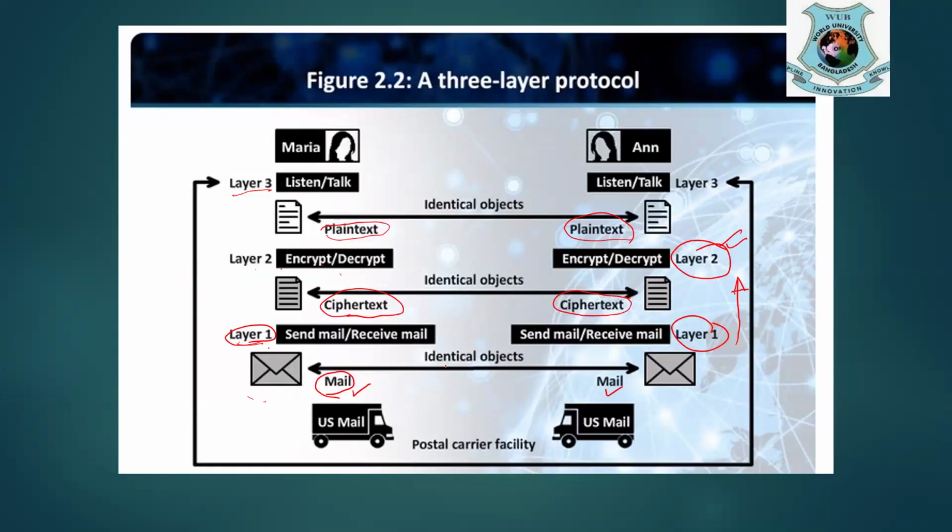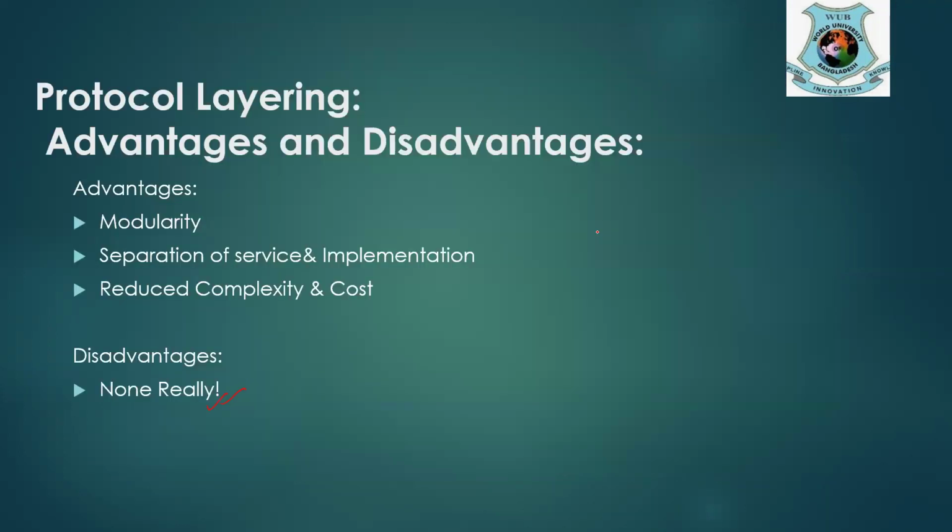The identical objects, which means here we can see the mail, here also we can see the mail. Here is ciphertext, here is also ciphertext. Here is plain text, here is also plain text. So the object should be identical in each layer, on each side. So these are the two basic principles of protocol layering. So this is the end of today's lecture.